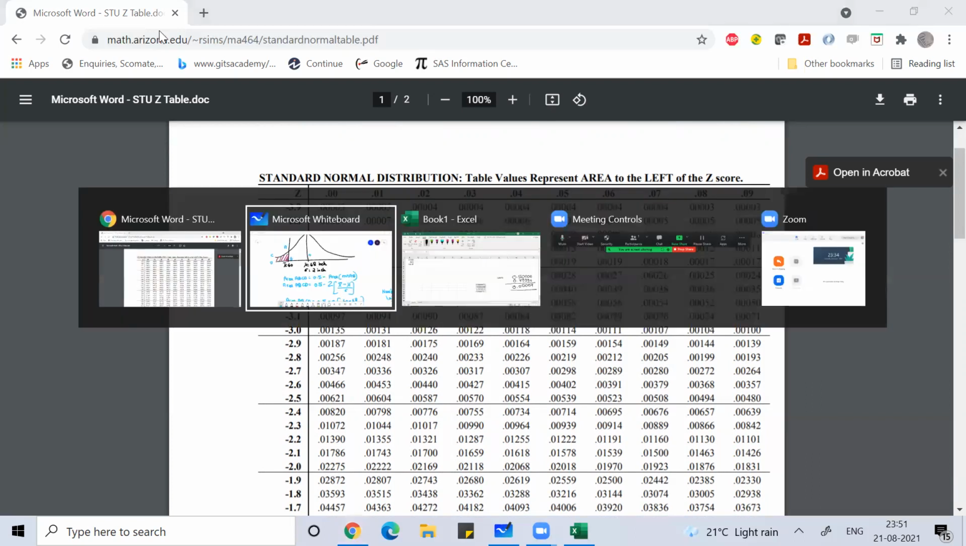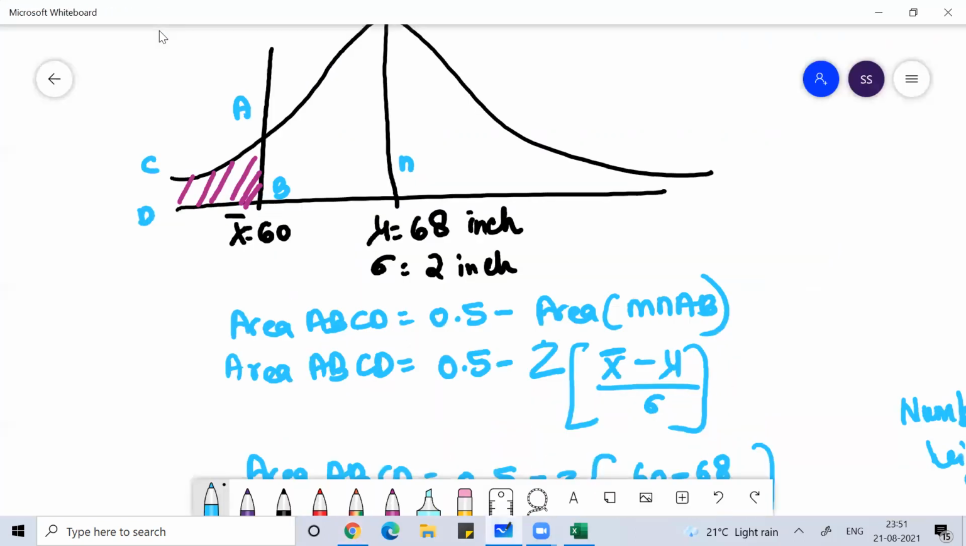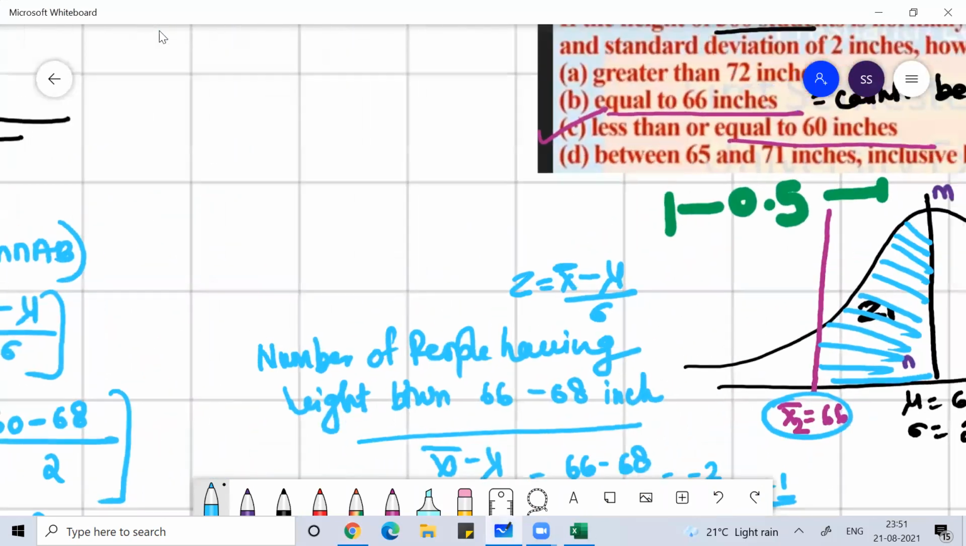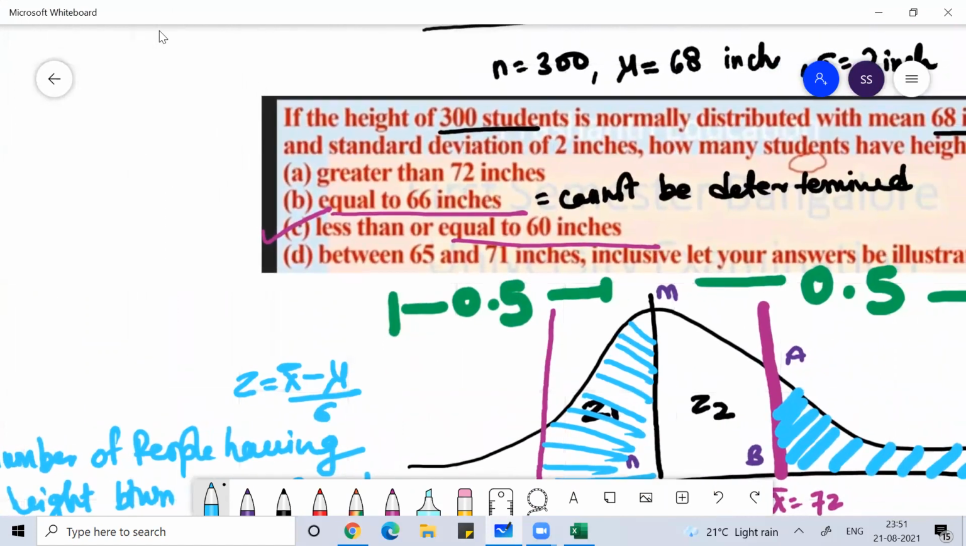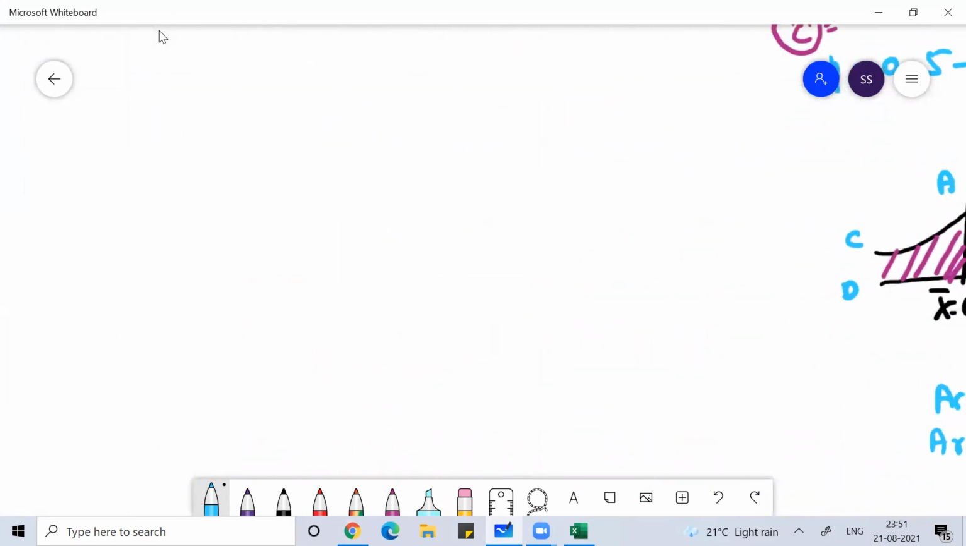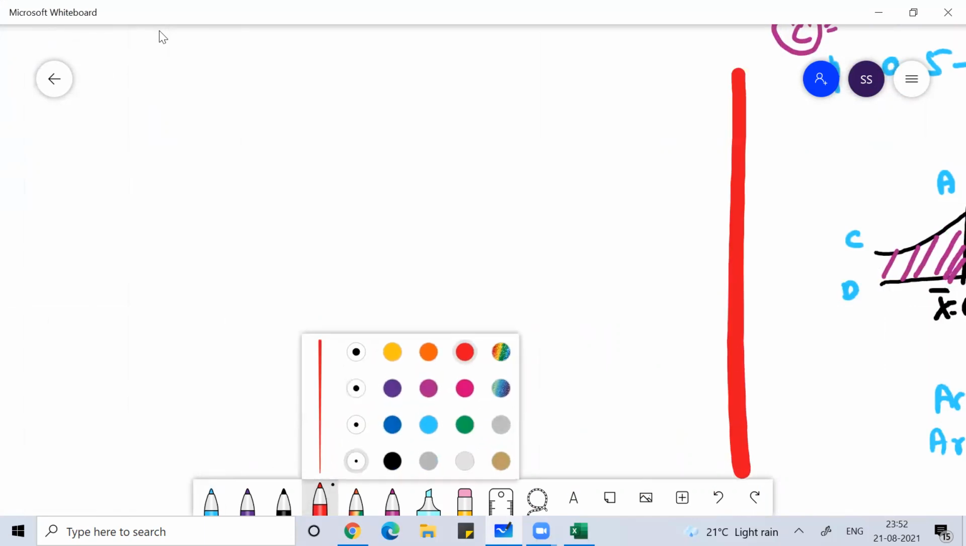So I really don't understand why Bangalore City is giving such kind of vague data in exams and all. It creates a lot of confusion in the student's mind. Between 65 and 71 inch.